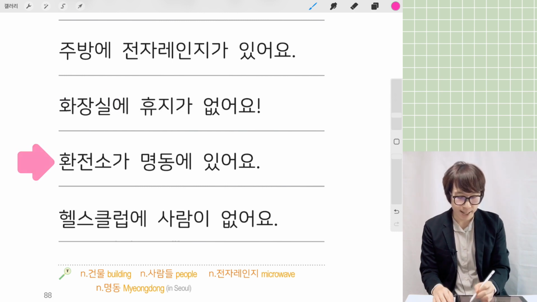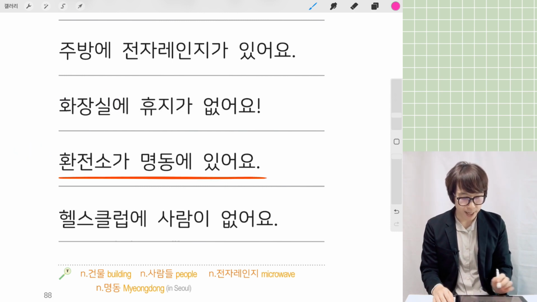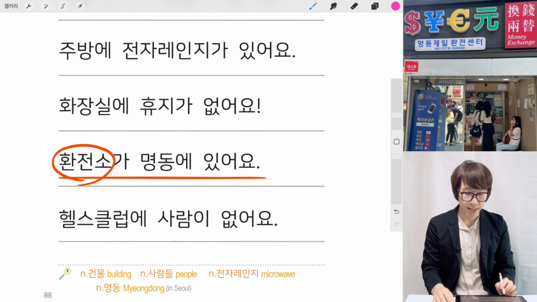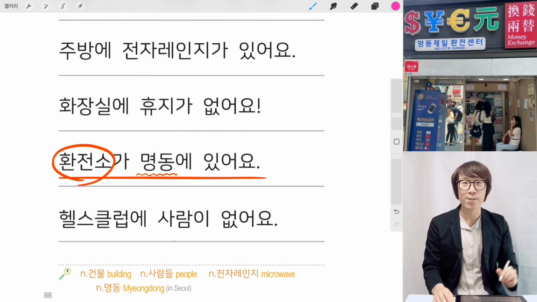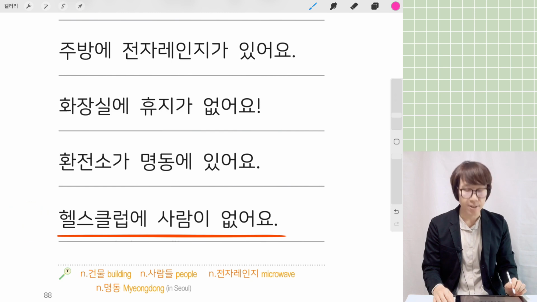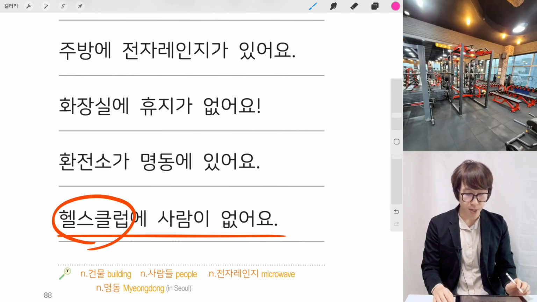Next sentence, 환전소가 명동에 있어요. 환전소 is a currency exchange office, and Myeongdong is a famous area in central Seoul. So the currency exchange office is in Myeongdong. Next sentence, 헬스클럽에 사람이 없어요. Health club is a gym. Actually, it's Konglish, Korean people's English. So the translation is, there are no people in the gym.